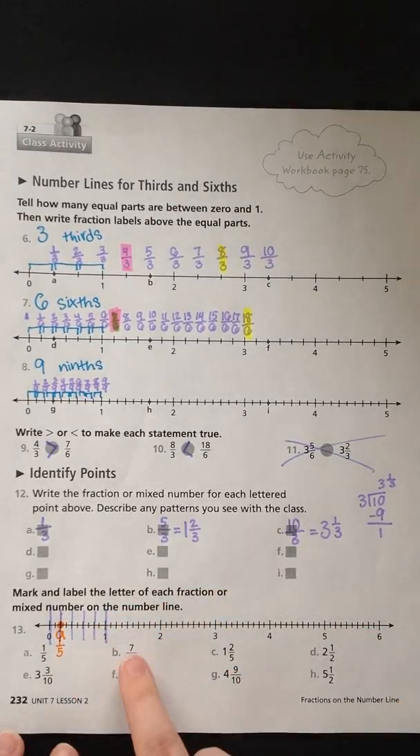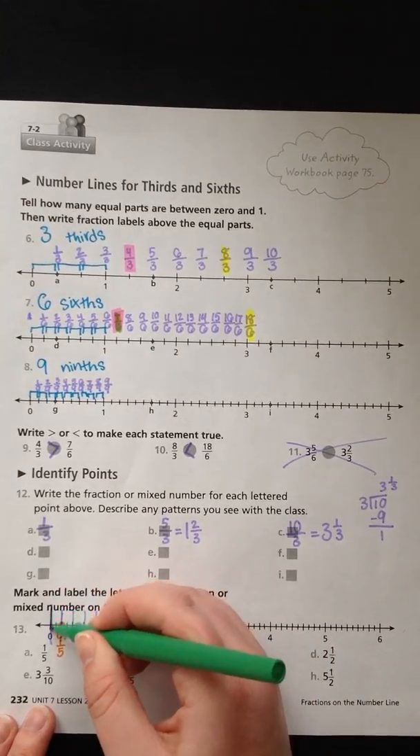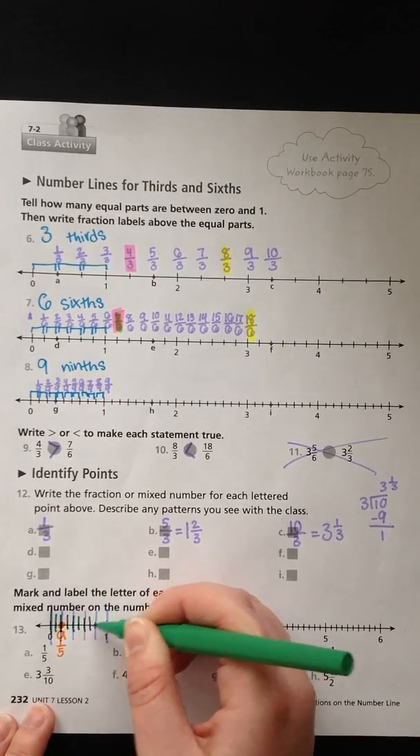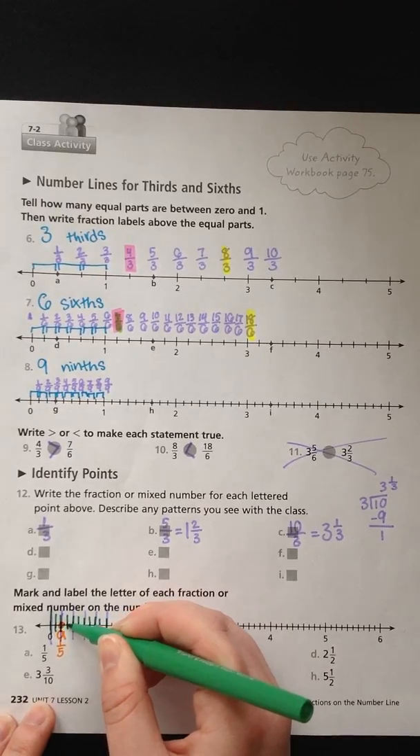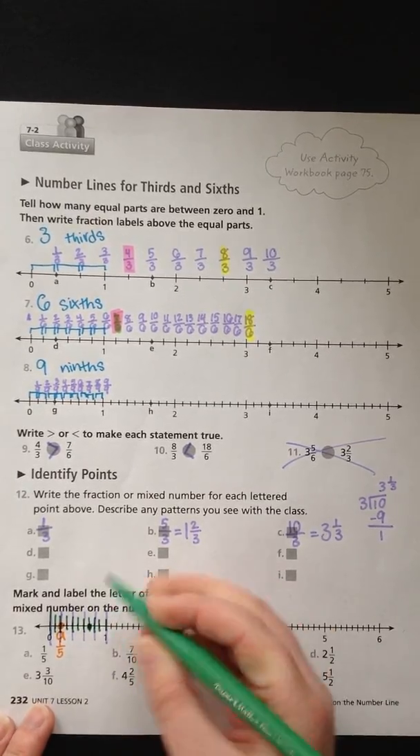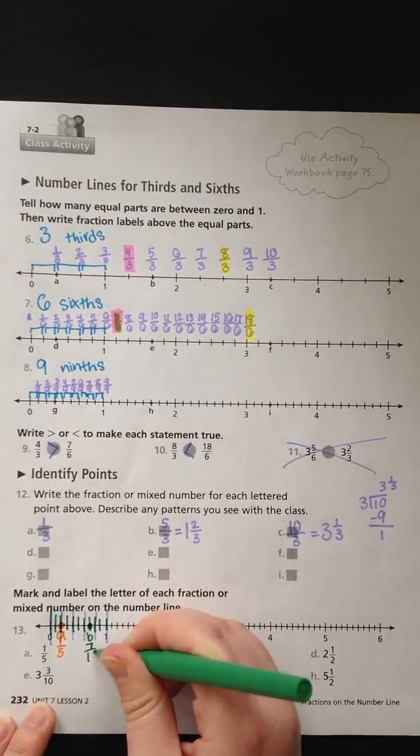But then this one asks us for 7/10. So if we were to split it into 10 parts, here's what we would need to do. Use every single little tick mark. And then count for ourselves. 1, 2, 3, 4, 5, 6, 7. Would go right there. That would be point B, which is 7/10.